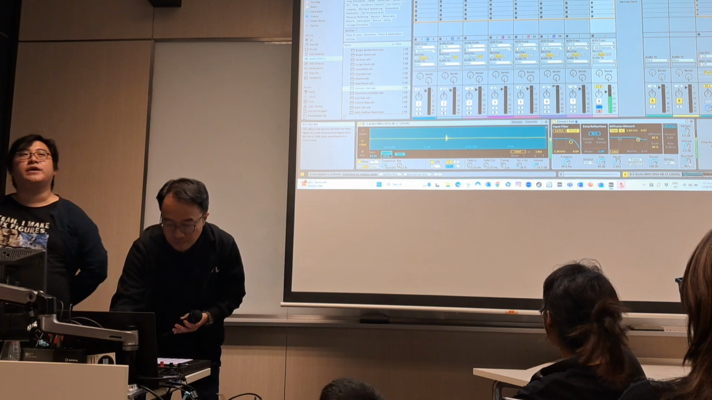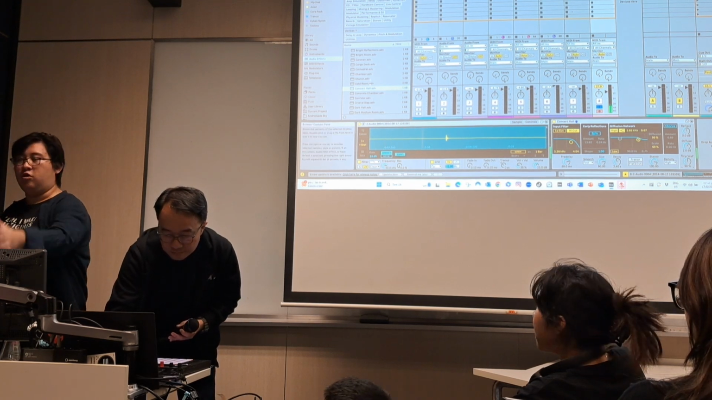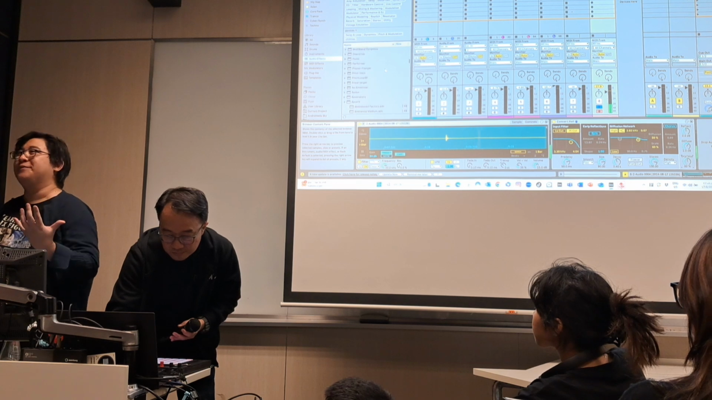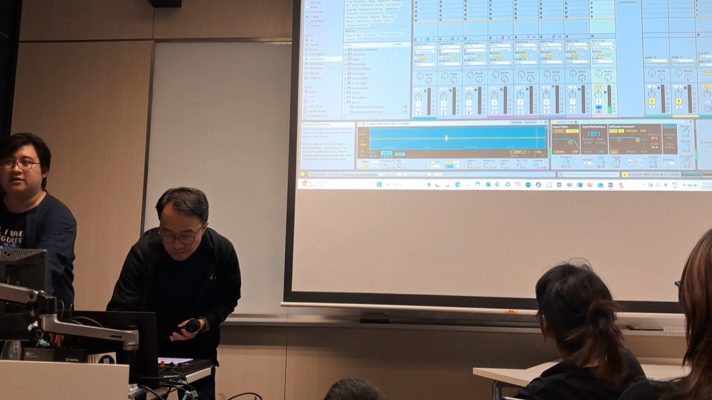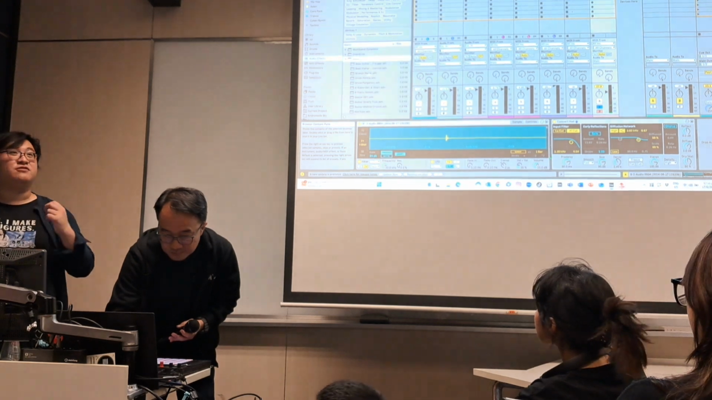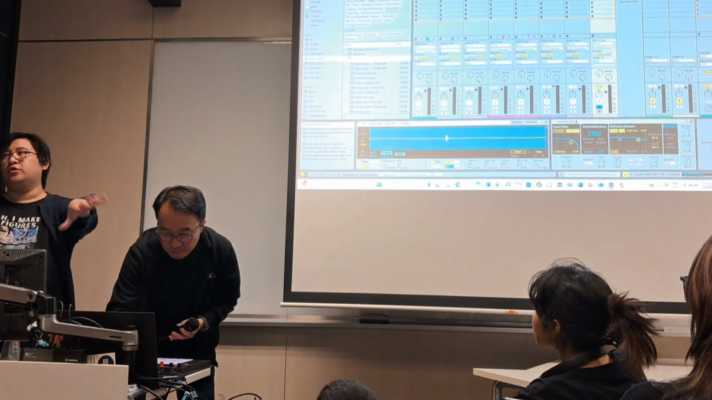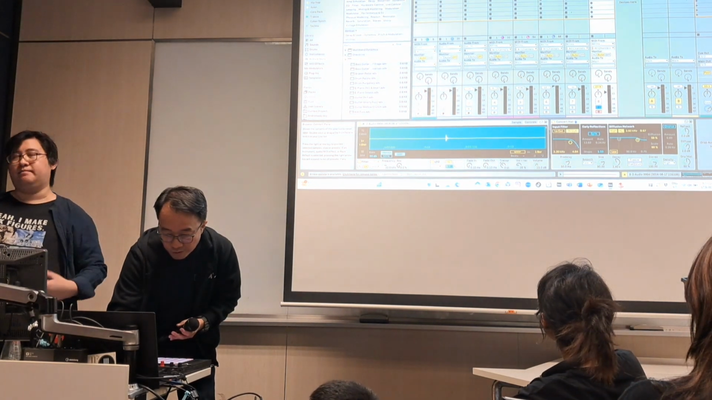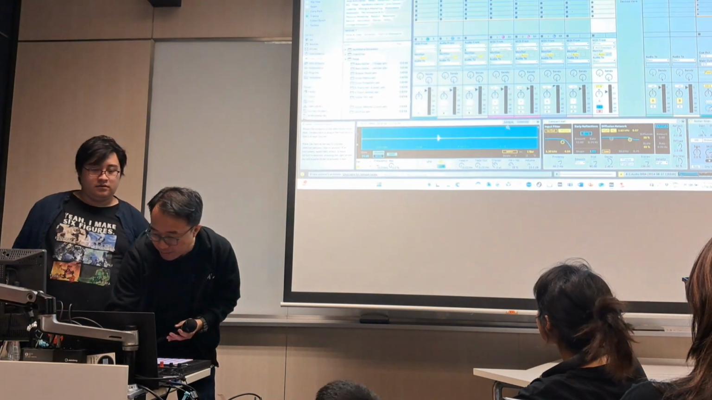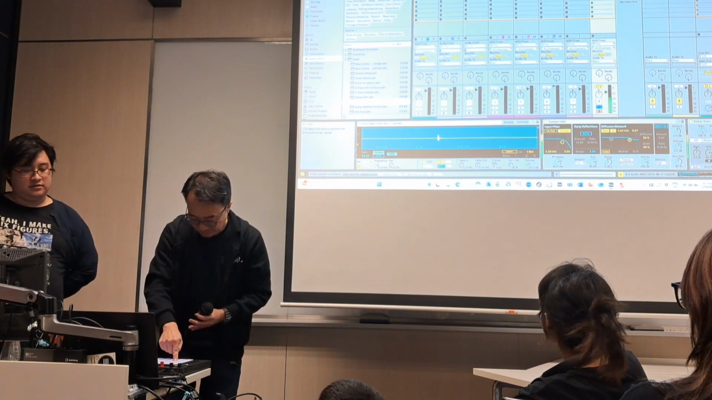Oftentimes when you record stuff raw, it's going to sound very raw because there's no processing done on it. When you record this, just hitting like that, it might sound very dry at the start. That's where you throw in effects like the reverb. Or since some of you are guitarists, you can put in a guitar pedal. So, Ableton.